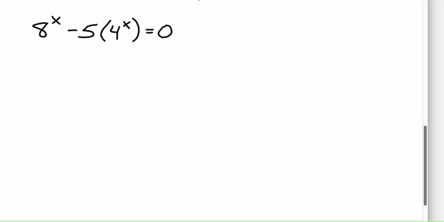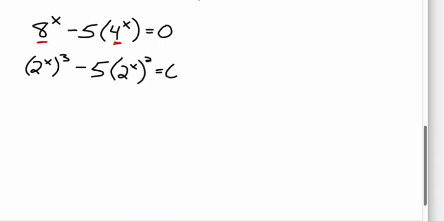So you should recognize that with your 8 and your 4, again, we've got a common base of 2. So we're going to rewrite this. 2 to the x power, and which power are we going to? 2 times 2 is 4 times 2 is 8, so 2 to the 3rd power, and then we've got 5 times 2 to the x power squared, and that all equals 0.